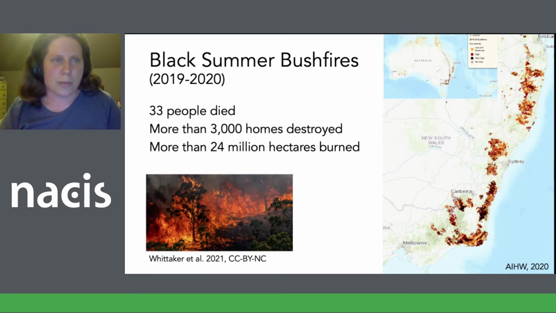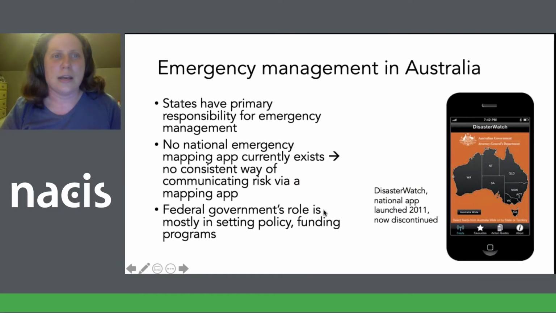Okay, so just a little bit about emergency management in Australia. States have the primary responsibility for emergency management. We don't have a national emergency mapping app at the moment. We did have one at one point in time. It was launched in 2011, but it's now been discontinued. And the federal government's role is really mostly in setting policy and funding programs. So operationally, the states are taking action on disasters.